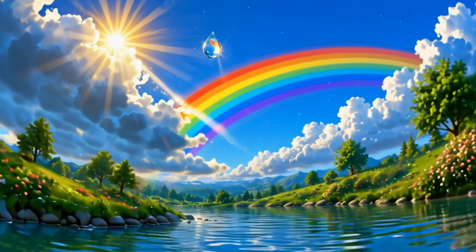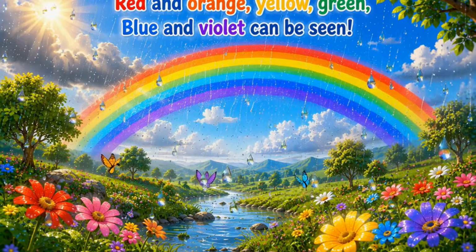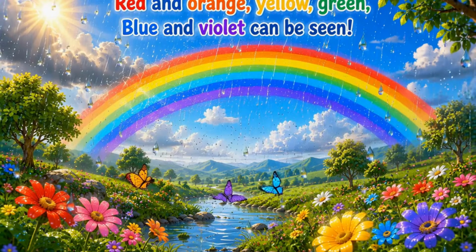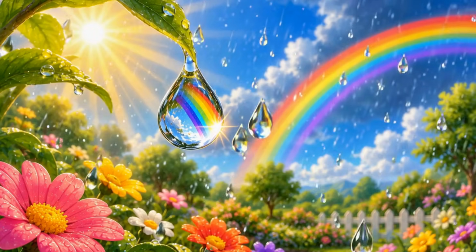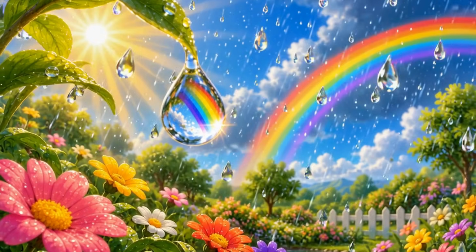Red and orange, yellow and green, blue and indigo. But don't forget violet. Now you know how the rainbow forms?